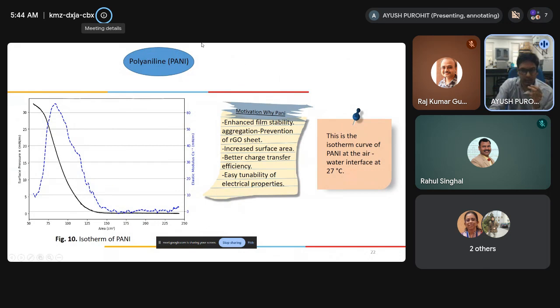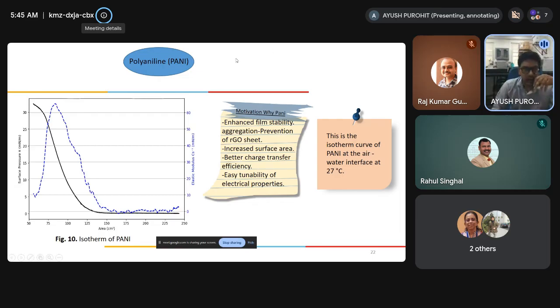This is the polymer result. Polymer, we are trying to make the composition of polymer and graphene or graphene oxide or reduced graphene oxide for better enhancement of solubility in the particular solvents.